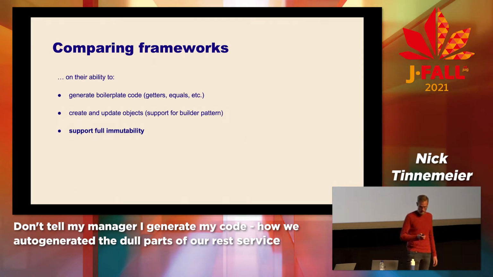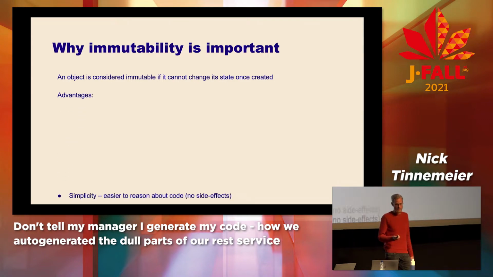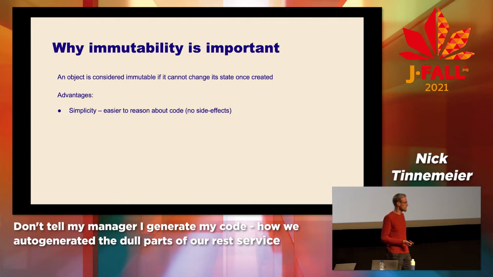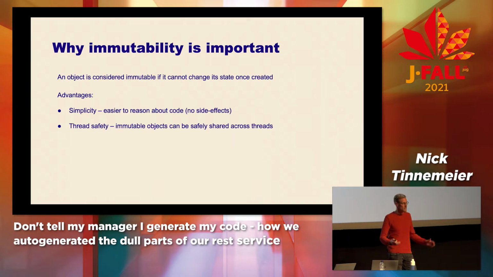Right, so finally, let's have a look at support for full immutability. Why is immutability so important to us? An object is considered immutable if it cannot change its state after you create it. So it will be the same and stay the same after that. And that has some advantages. First of all, simplicity, because it's easier to reason about your code. Doesn't matter to what algorithm you pass your object, it will remain the same because it cannot be changed. So no side effects.